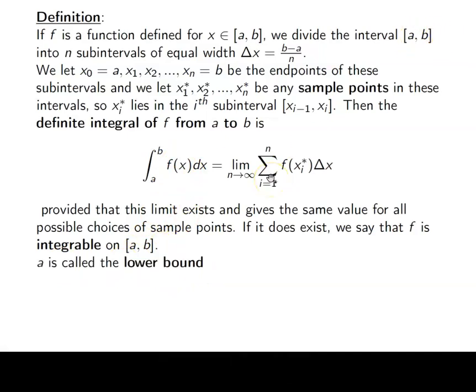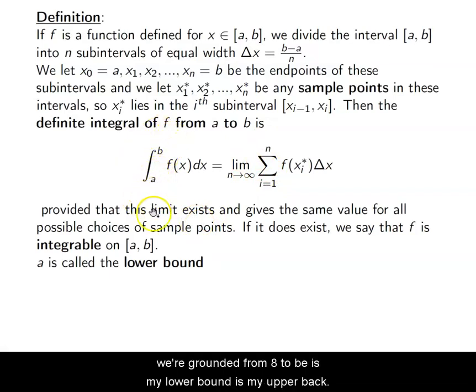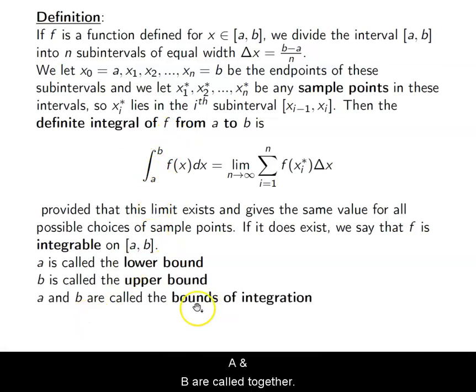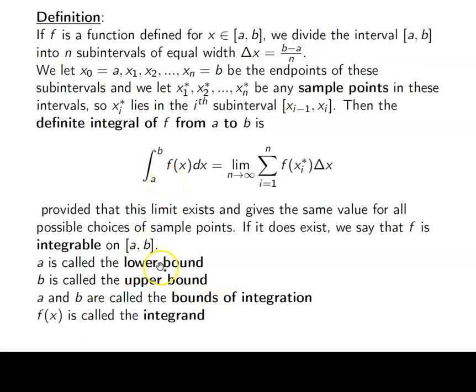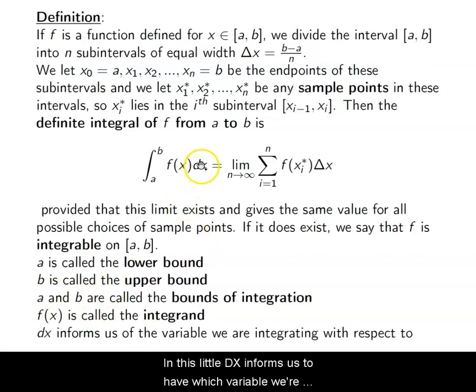Okay. Here we call a the lower bound. As I was saying, we're bounded from a to b. These are my bounds. a is my lower bound. b is my upper bound. a and b together, as a unit, are called the bounds of integration. f of x is called the integrand. And this little dx informs us of which variable we're going to be integrating with respect to.